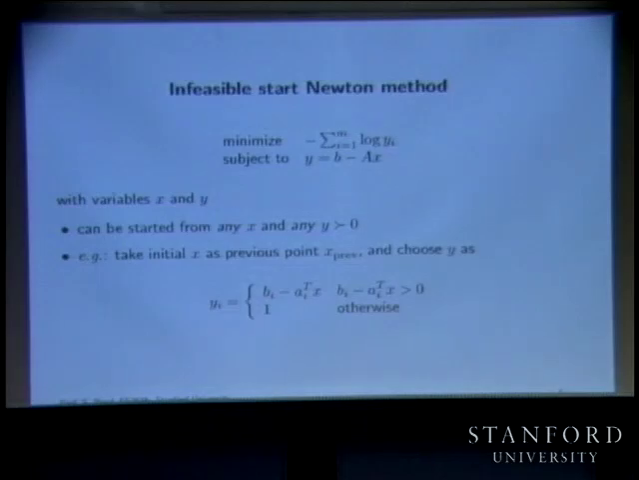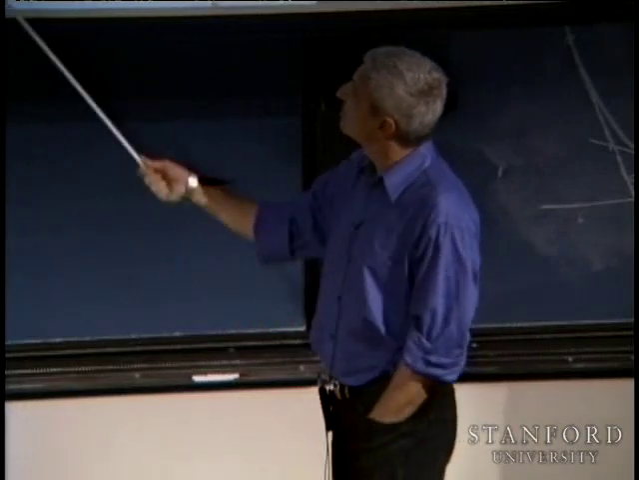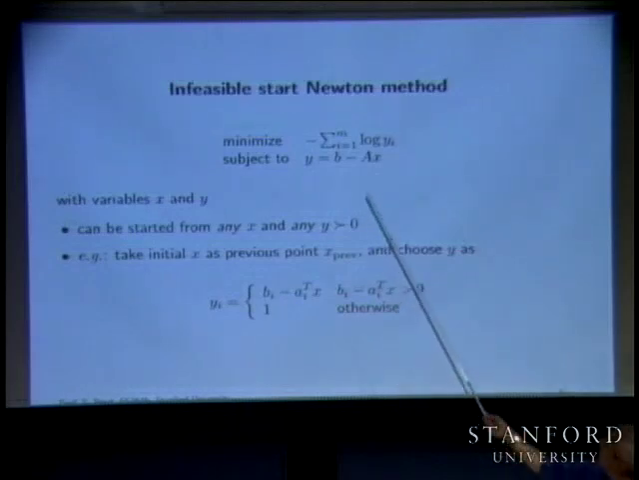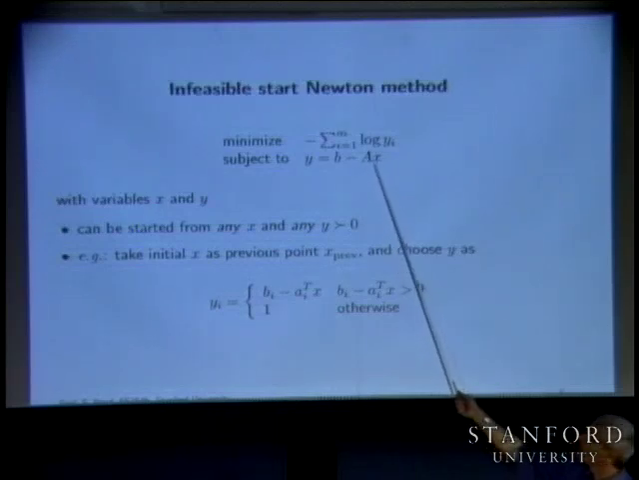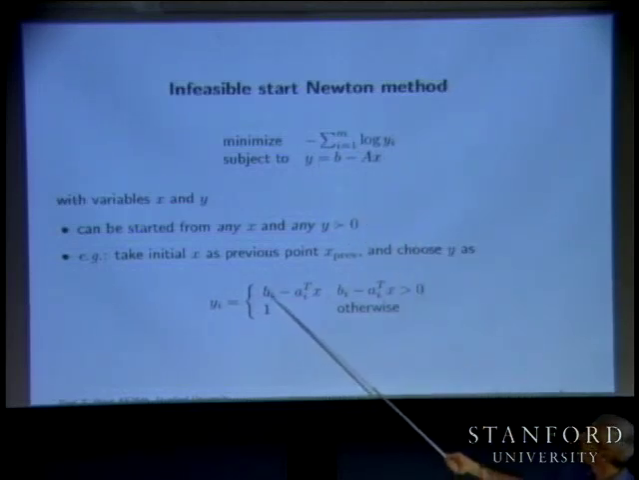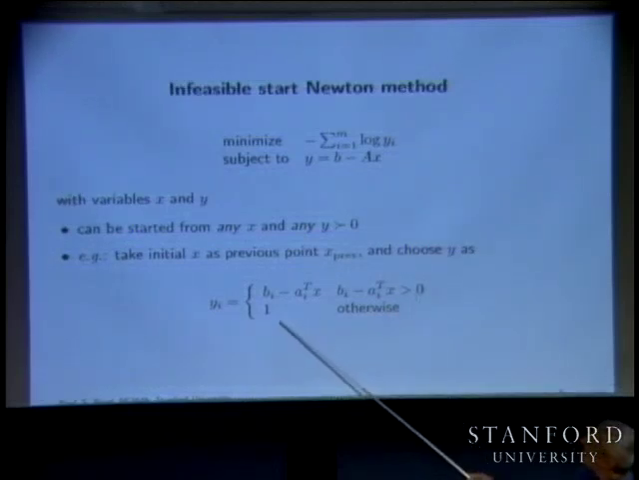So here, let's see. Here would be a reasonable choice. Suppose you had a guess x previous. You could choose y to be the following. You would evaluate each b_i minus a_i transpose x, that's the ith row here. And if that's positive, no harm. Leave y_i equal to that. If it's positive, it's in the domain of log y. And there might be a little threshold value here. If it's small enough, you don't. Otherwise, you just set y_i to be 1.